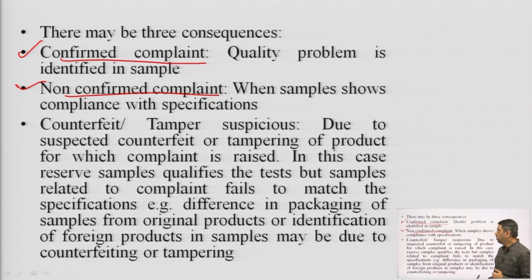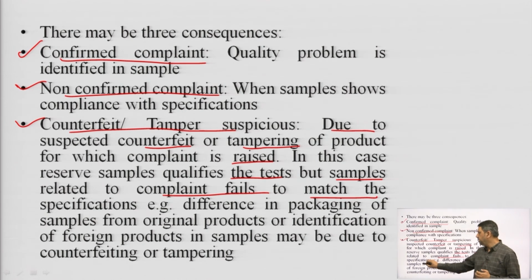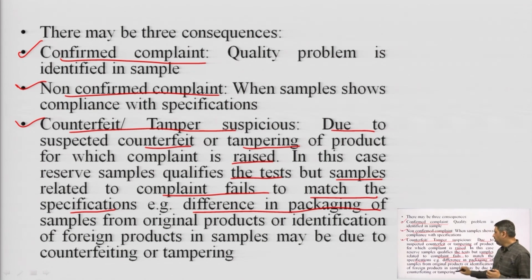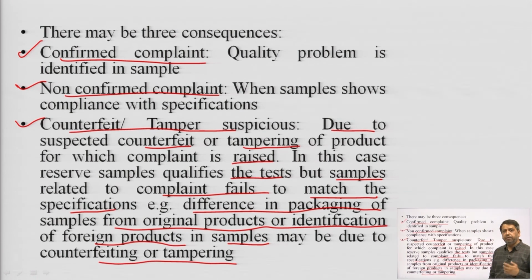and that is why these kinds of complaints are non-confirmed complaints. And the third thing is the counterfeit or tamper suspicious complaint, and this may be due to the suspected counterfeit or tampering of the product for which the complaint is raised, and in this case reserve samples qualify the test, but the samples related to the complaint fail to match the specifications. For example, difference in packaging of the samples from original products or identification of foreign products in the sample may lead to counterfeiting or tampering. This may also be the case with pharmaceutical products, because pharmaceutical companies are also doing business, so with other manufacturers or business competitors, this kind of problem may also arise.